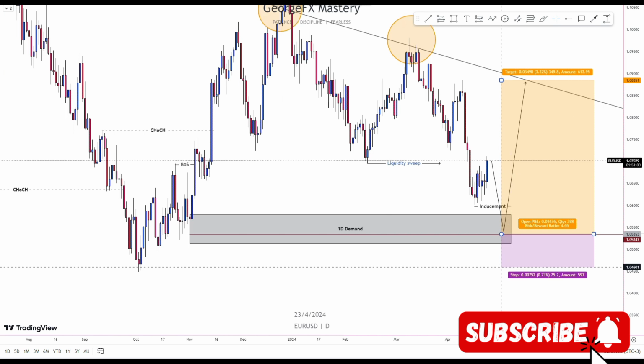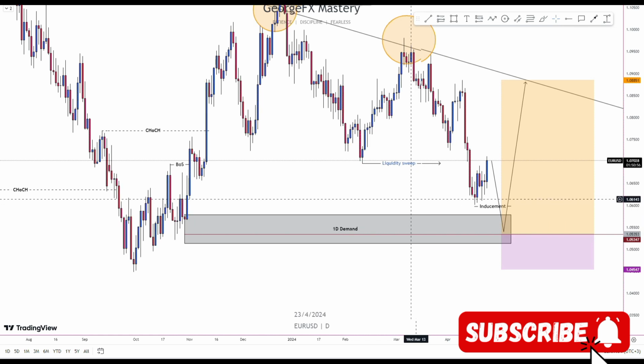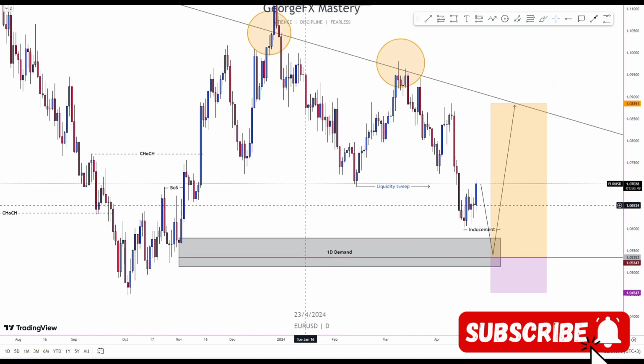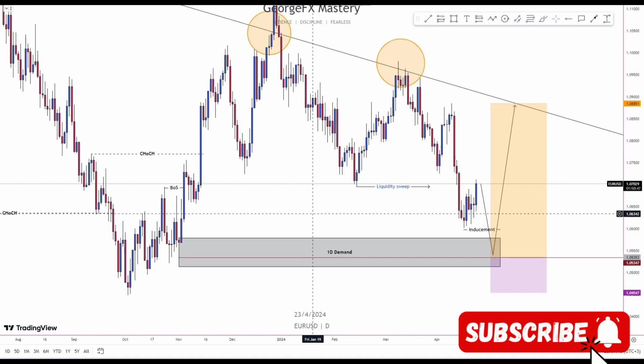It depends on your size and the size of your account. Don't just trade because you think this setup is a clean one, it's a good one, so you just get in. No, make sure you understand where you're going in for this trade. Okay, yeah, so that is it for now.